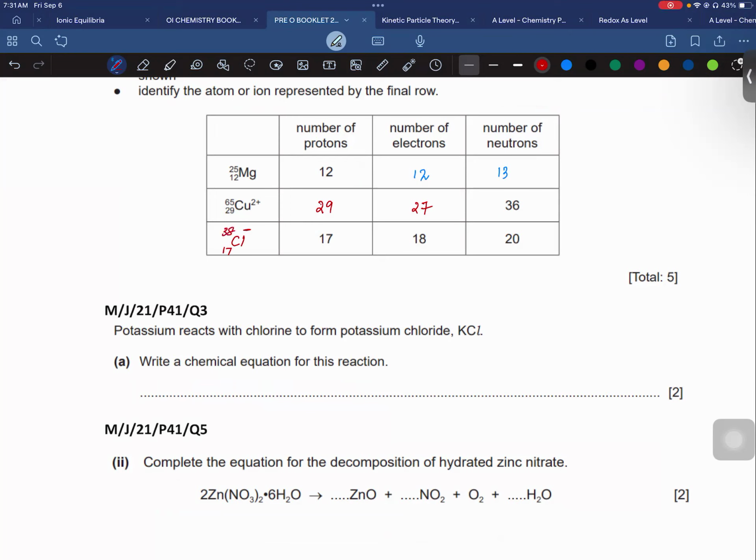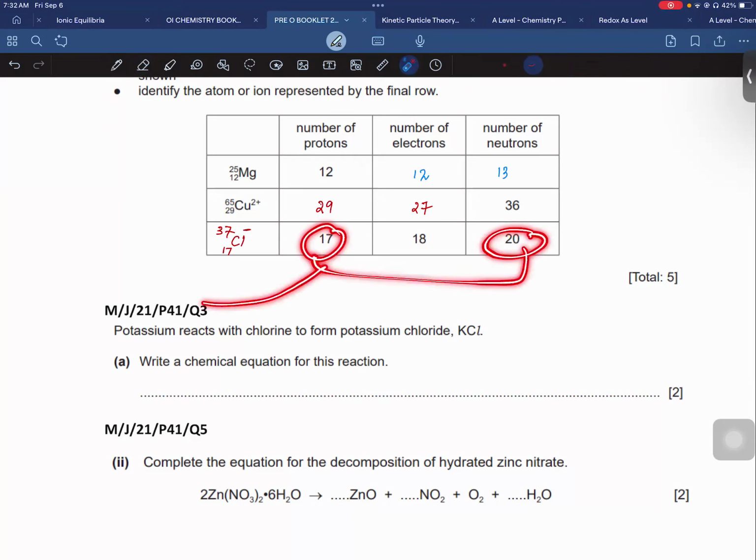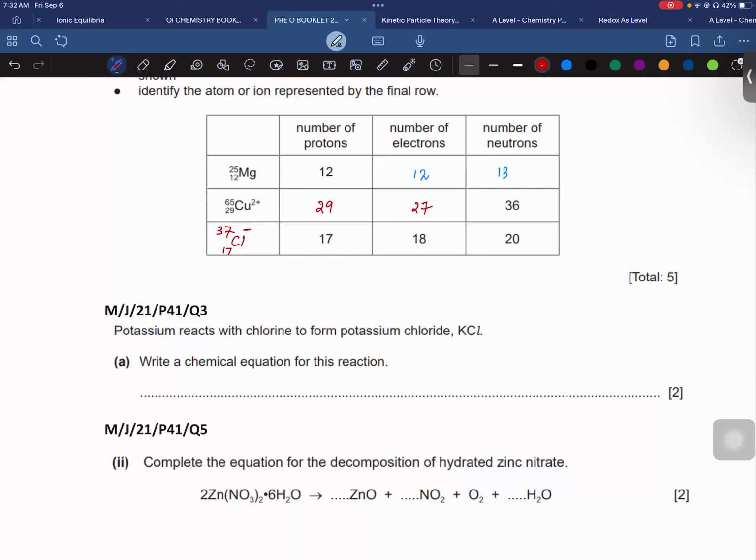35. Sorry, it's 37. The atomic mass is 35.5, but basically, it's the mass number. I told you mass number is the sum of protons and neutrons. So protons are 17 and neutrons are 20. So 20 plus 17 would be equal to 37. Okay.